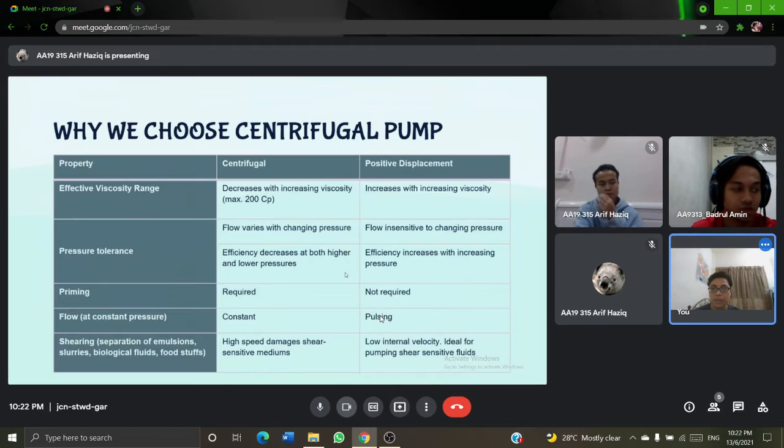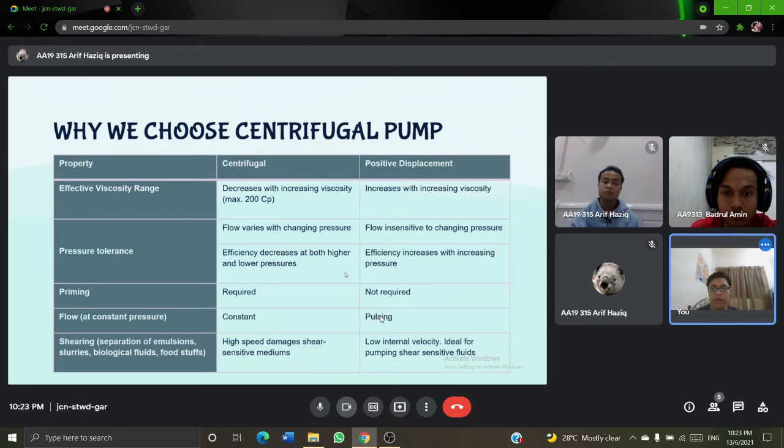Okay, next. So why did we choose the centrifugal pump? We have compared the properties between the centrifugal and the positive displacement. For the effective viscosity range, we found out that the centrifugal decreases with increasing viscosity while the positive displacement increases with increasing viscosity. For the pressure tolerance, efficiency decreases at both higher and lower pressures for centrifugal, while positive displacement shows efficiency increases with increasing pressure.